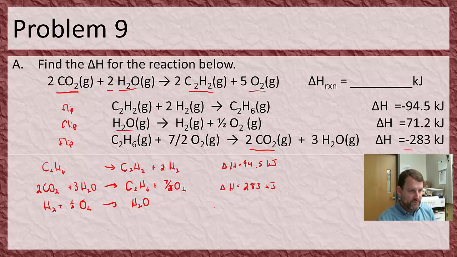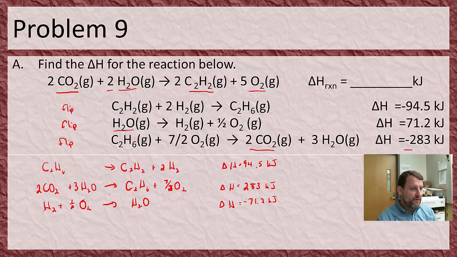And yeah, the coefficients are okay. And the delta H here, again, we reverse this reaction, so it's going to be going from a positive to a negative, and it's negative 71.2 kilojoules. Awesome. So now let's get started figuring these things out.